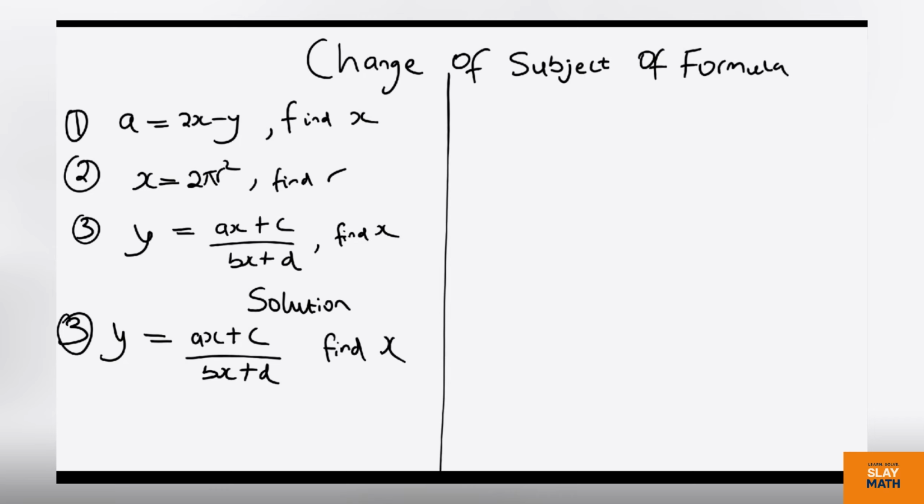Since y doesn't have anything under, we can say that it is 1. So cross multiplying, we're going to have y into bracket bx plus d equal to 1 into bracket ax plus c.